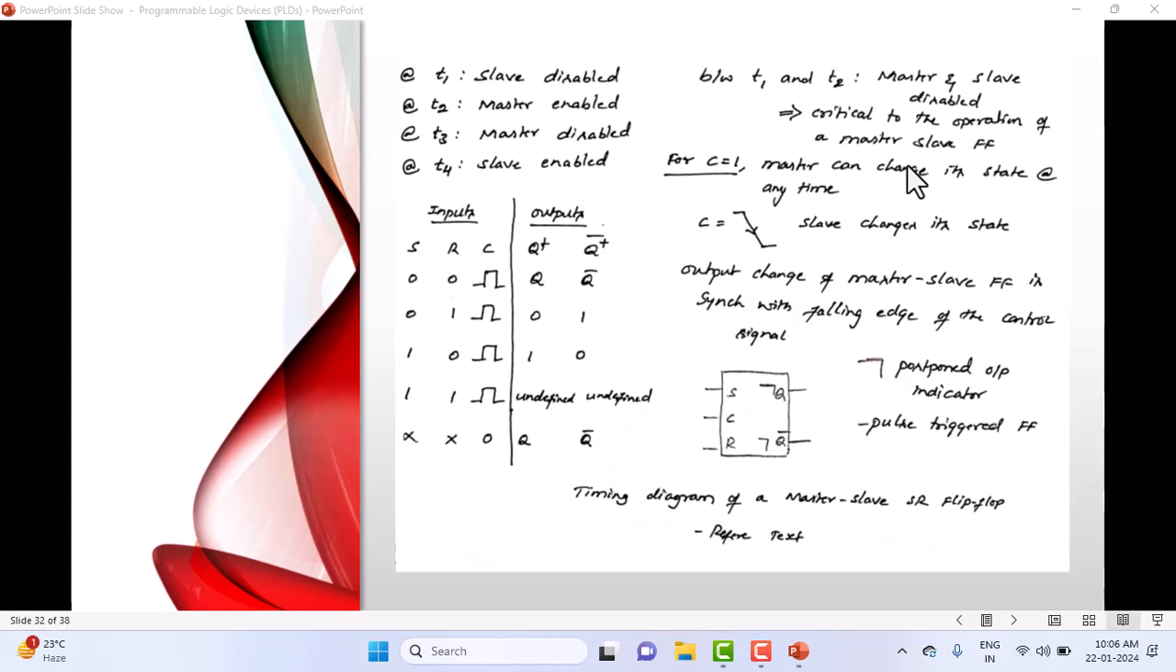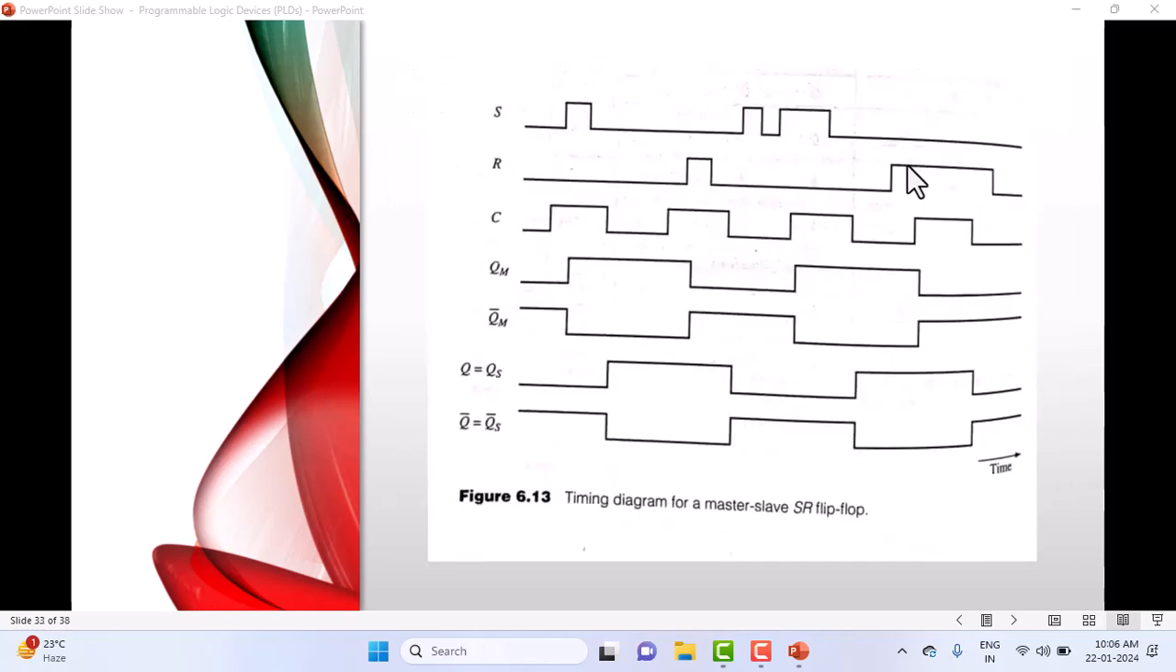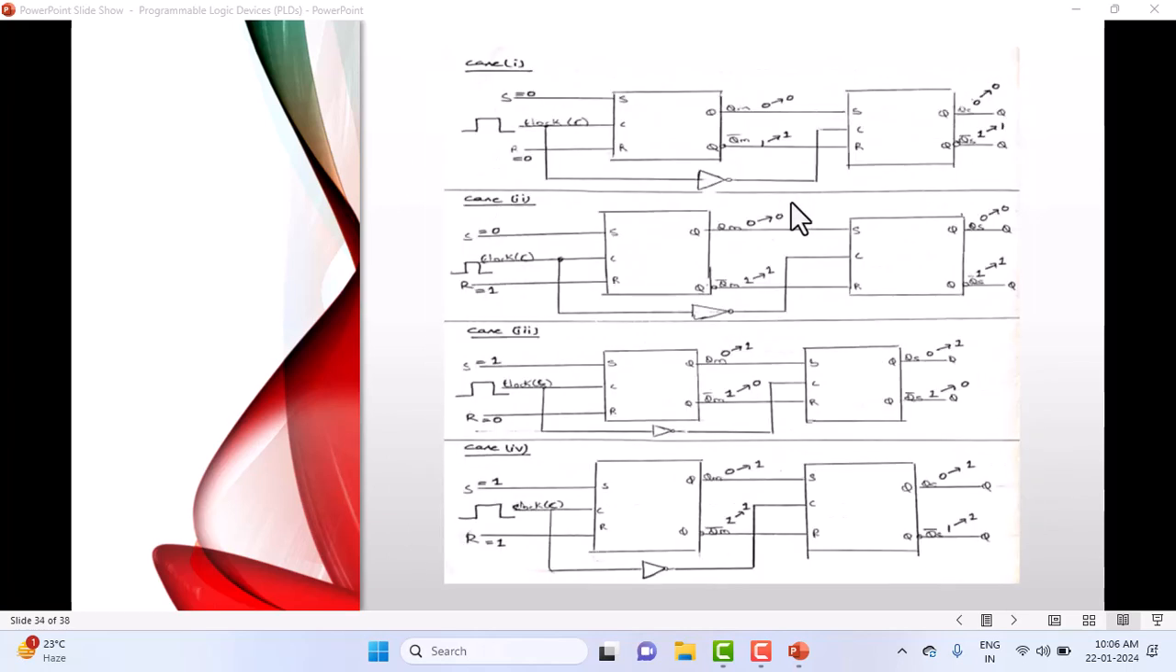Please go through that. I think I've given different categories before discussing this waveform. I want you to look at this stage, each of these cases.